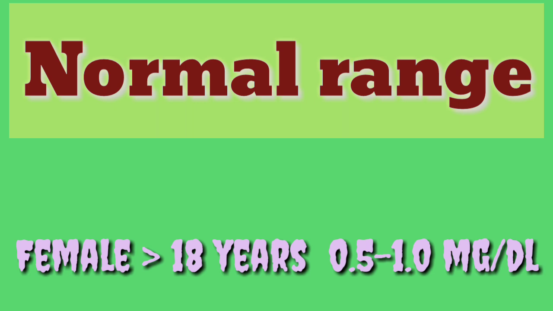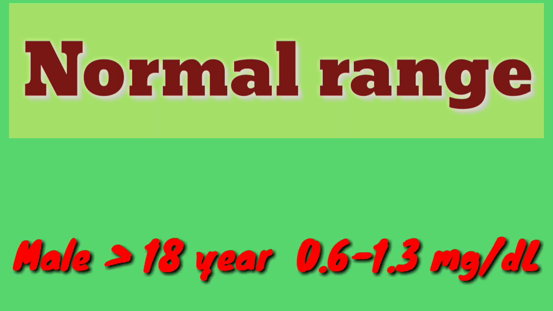In case of females older than 18 years, the creatinine level will be 0.5 to 1.0 mg per deciliter. In case of males older than 18 years, the creatinine level will be 0.6 to 1.3 mg per deciliter. So this is the normal range.